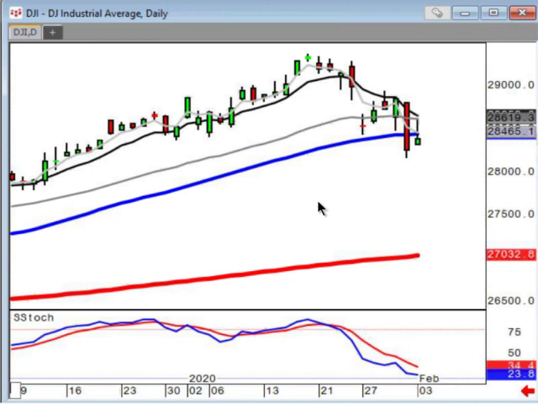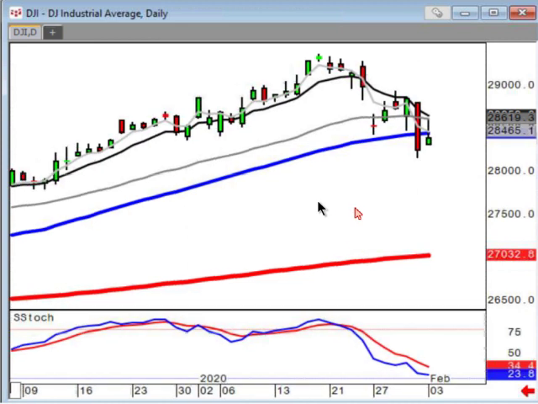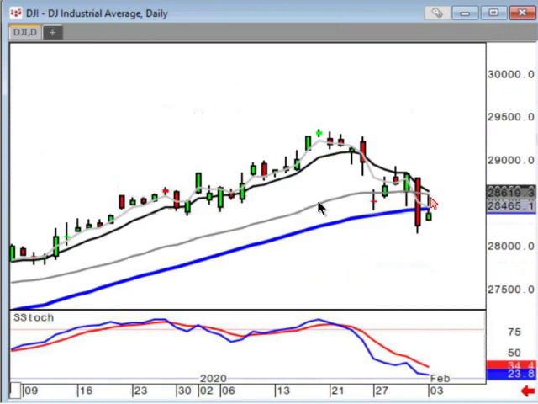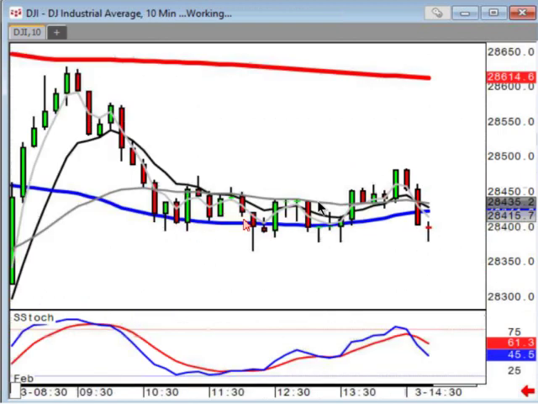Art, I don't understand the question. Your 10-minute chart you refer to is a day. Yeah, it's an intraday chart. So if this is the daily chart on the Dow, this was the intraday chart, the 10-minute chart on that daily chart.